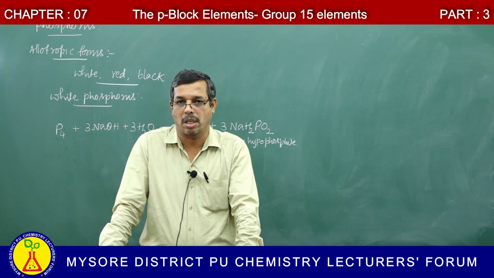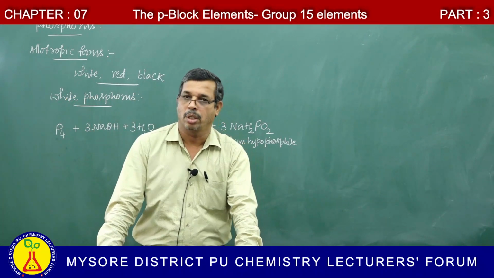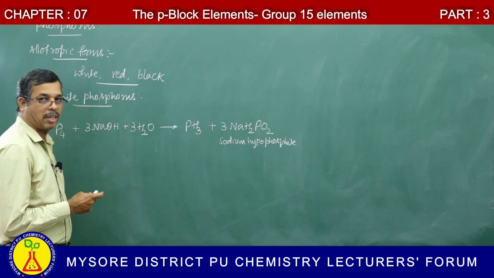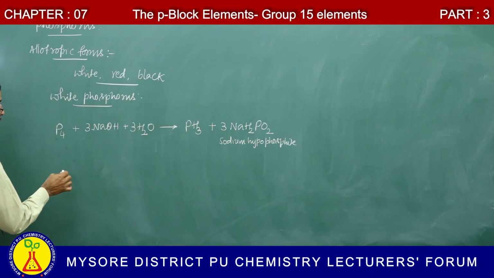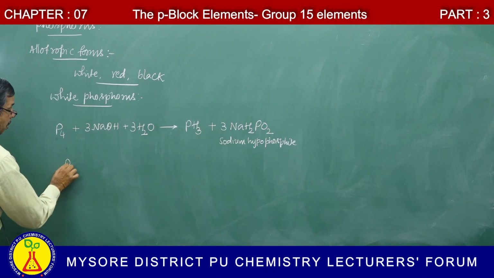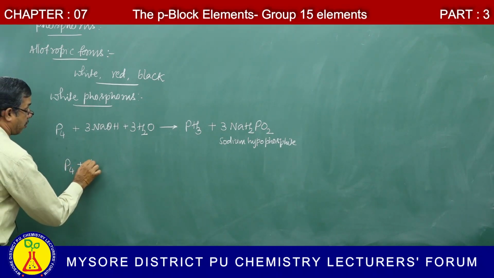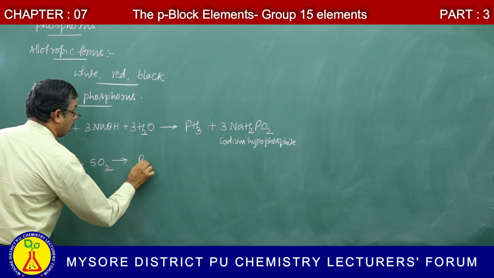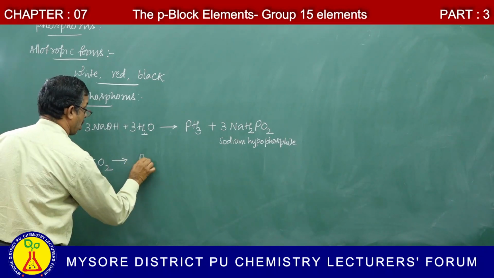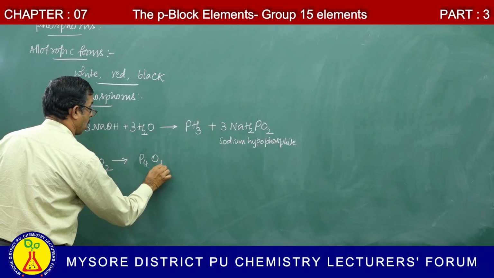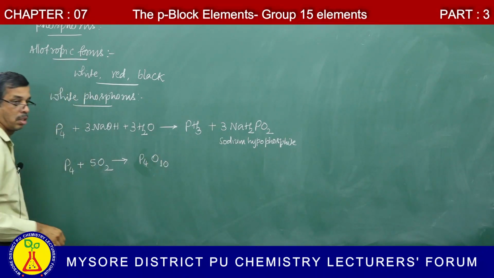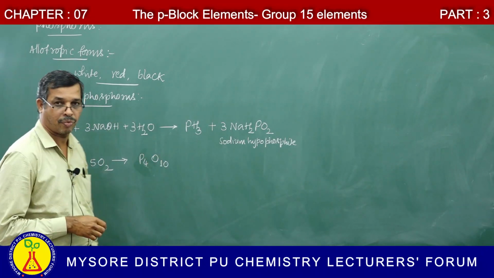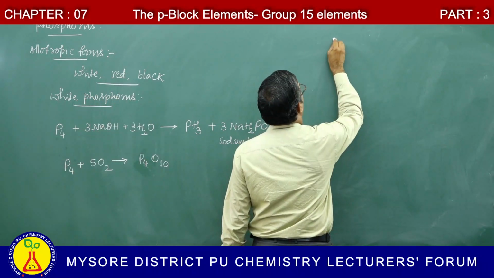White phosphorus burns in air to produce dense white fumes of P4O10. This is P4 plus 5O2, we get P4O10.